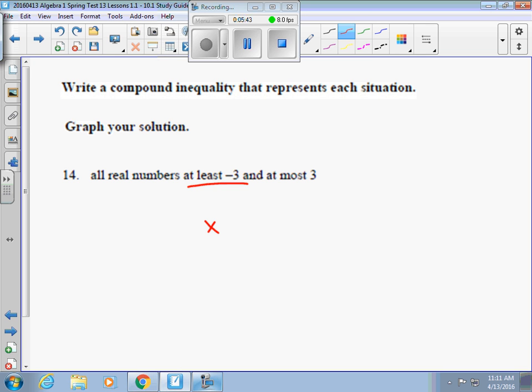So x is something -3. At least means that x has to be bigger than the number -3, or equal to -3. So there's one of your inequalities. The other one says and at most 3. At most means that it will not be bigger than the number 3. So it has to be less than, but it can be 3 or equal to.